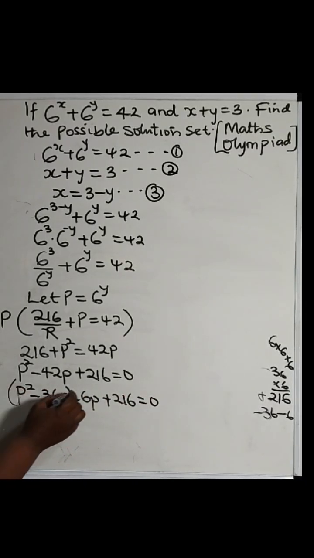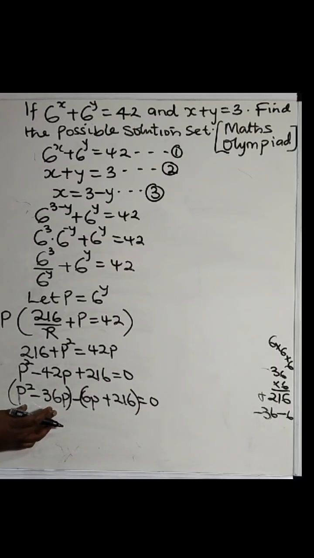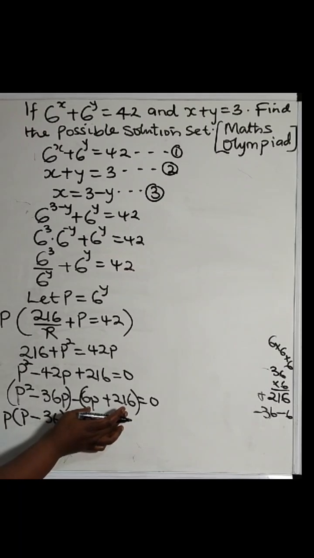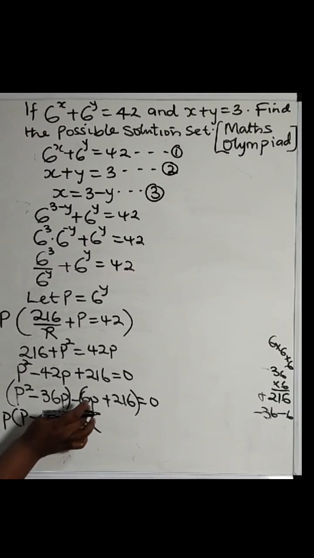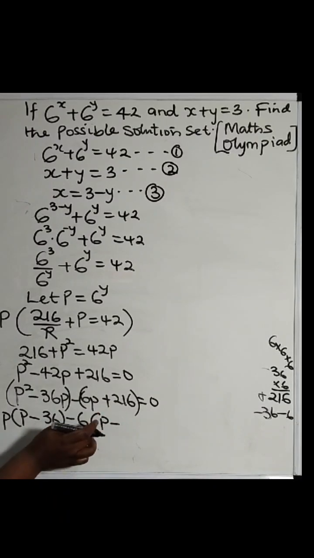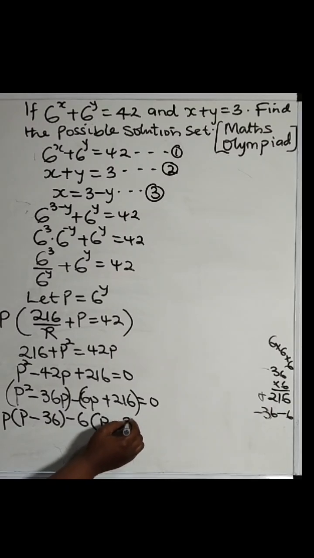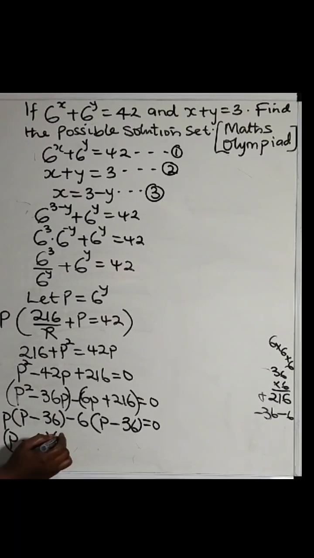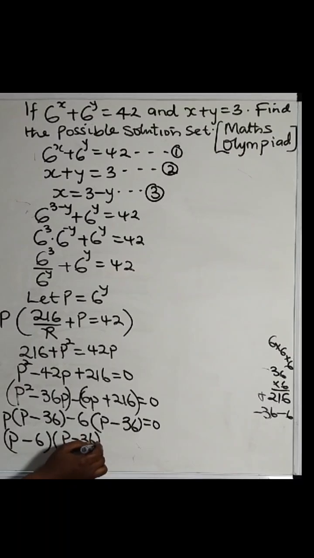We now group. What is common here? p, we factor p out. We now have p into p square, we have p; p divided into 36p, we have 36. Minus, what is common here? 6. We factor 6 out. 6p divided by 6, we have p. Minus plus will give us minus. 6 divide 216, we have 36, equal to 0. Now we have that p minus 6 bracket p minus 36 is equal to 0.